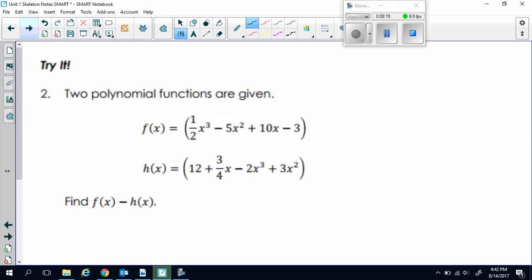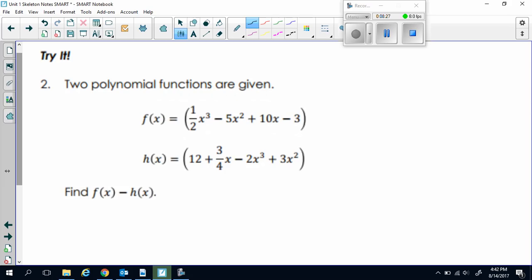Okay, what I want you to do, I want you to go ahead and try this one on your own, the f of x minus h of x. When you are finished, it will pop up with a question. Go ahead and select the answer you think it is. And then once you are done, I will post the answers on this page.